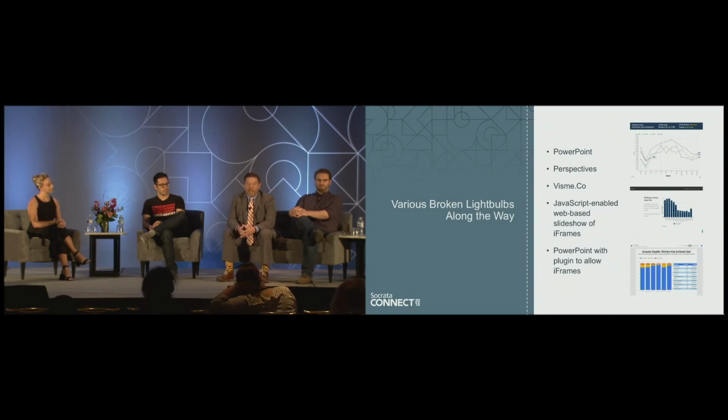To use the Edison example, there were a lot of broken light bulbs along the way. We started off with PowerPoint and a static presentation. We tried the perspectives model, which was great, and I want to give Socrata some credit. They worked really hard to try to make it work for us. The PDFing issue and the scale of what we were throwing at them made it to where we had to look at some other options.